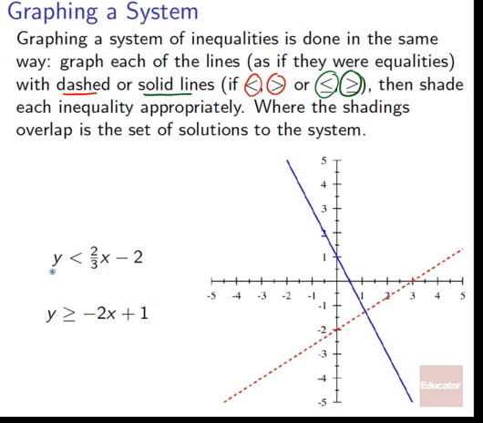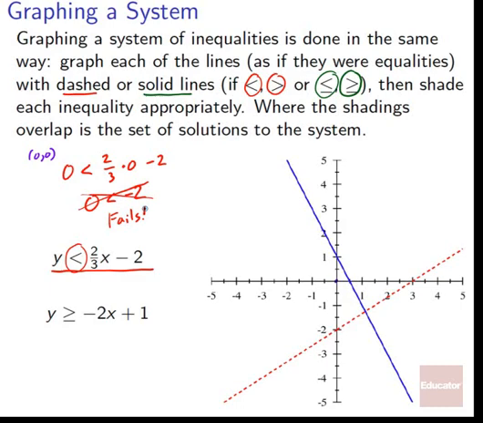So for this one, y less than 2/3 x minus 2, that is our red dashed line, dashed because it is a less than. So let's try the test point (0, 0) for that. So we plug that in. We've got 0 is less than 2/3 times 0 minus 2. So 0 is less than negative 2. Not true, right? 0 is greater than negative 2. So this fails.